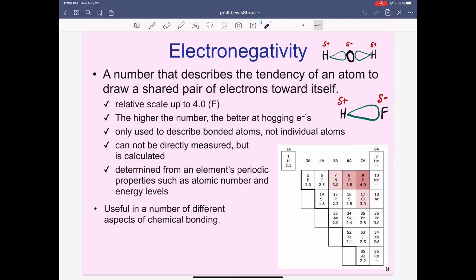This is only used, or we should only use it, to describe bonded atoms, not individual atoms. We're not going to use it when we're describing ionization energies. We're not going to use it in ionic bonding, only for covalent bonding. It's not a measured number, but instead a calculated number. And so you should notice from this chart that electronegativity increases across the periodic table and up the periodic table, hence up and to the right. Notice I've left metals off. They do have values, but because we're only going to use electronegativity when we're considering covalent bonding, we have no need for these metallic values.